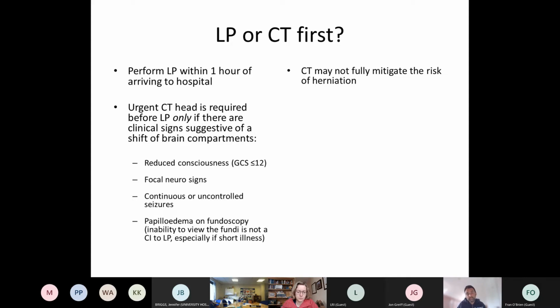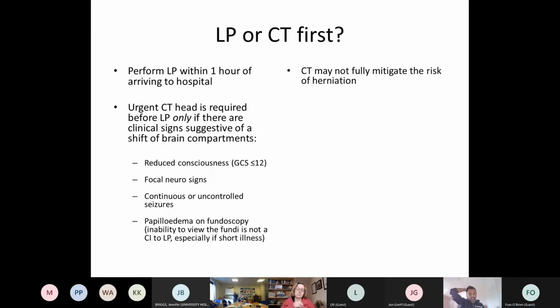And it's just worth remembering that even if you do a CT, you may not fully mitigate the risk of herniation. So it can be giving you a false sense of security. How many times have I actually been in a scenario where the scan wasn't done? Very few. I think I've personally had the opportunity to make that call a handful of times where the scan's not been done, and when I've done the LP, it's pretty much been fine. There haven't been any concerns without the CT scan.